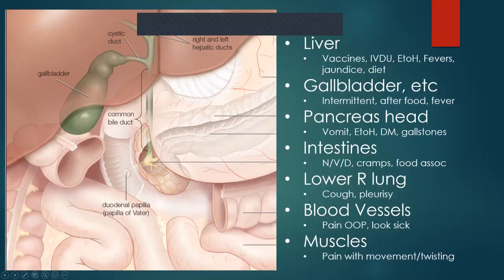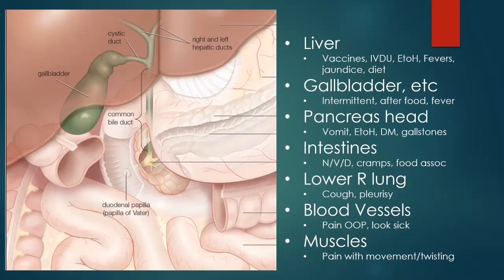So that means that we need to get more information. We need to try to assess the risks and the clues that are helping us to narrow down what is causing this person's right upper quadrant pain. I've listed quite a few here, but we need to ask questions about the patient's alcohol use. We need to ask about diabetes. We need to ask for risk factors for gallstones.